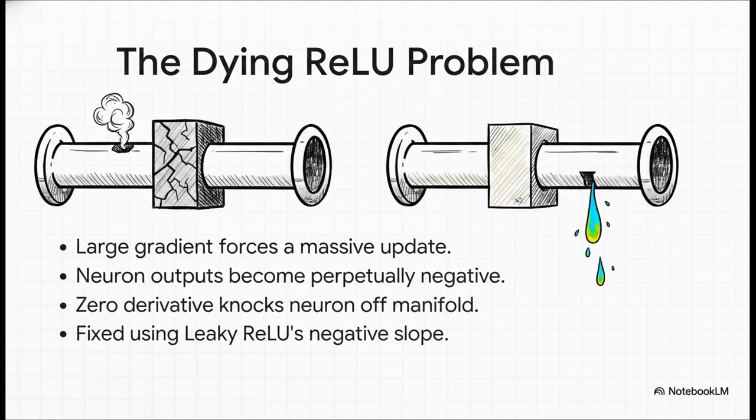To fix this, engineers use architectural fixes, like leaky ReLU, which introduces a tiny negative slope so the derivative never fully zeroes out, preserving just enough variance so the neuron can actually recover.